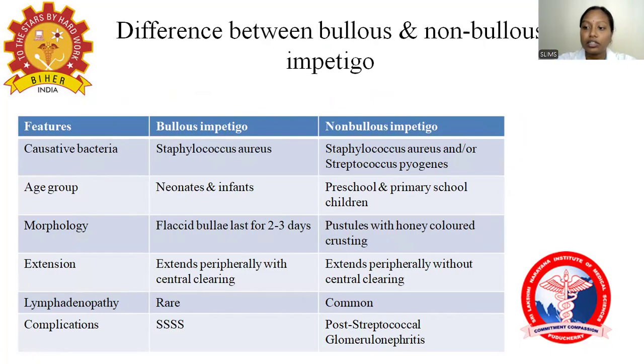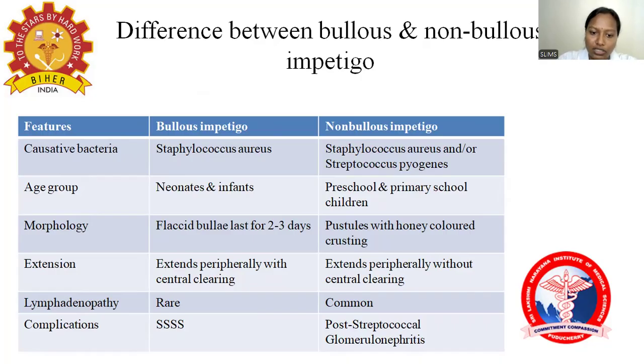First thing, we know bullous impetigo is caused by Staphylococcus aureus, whereas non-bullous impetigo is mainly caused by Streptococcus pyogenes and Staphylococcus aureus. Bullous impetigo occurs in infants, whereas non-bullous impetigo occurs in the school-going age group. The flaccid bulla occurs in bullous impetigo, whereas in non-bullous the bulla gets eroded and we only find honeycomb crusting. Bullous impetigo extends peripherally with central clearing, but in non-bullous impetigo we find peripheral extension without central clearing.